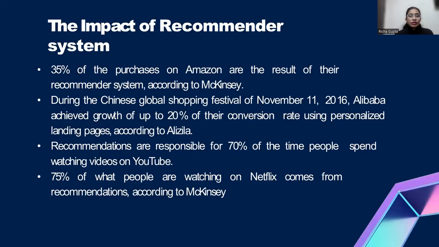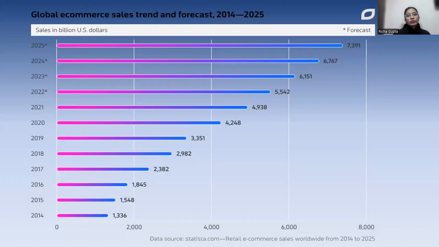The impact of recommender systems on the economy: it has increased the purchases of Amazon by 35%. This is all by McKinsey. During the Chinese Global Festival in 2016, Alibaba sales increased by 20%. On YouTube, 70% of the time people are watching what YouTube recommends. 70% of what people watch on Netflix comes from the recommendation.